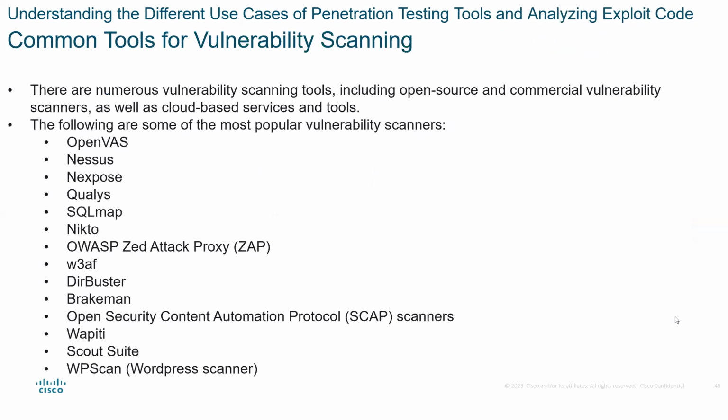Then anytime you want to do scanning with respect to vulnerability assessment, there are quite a lot of tools used to do that. So you have OpenVAS, Nessus, Nexpose, Qualys, SQLmap. I love SQLmap a lot. I also love ZAP a lot. I love W3AF or WAF a lot. WAF would just tell you if a particular web application has a firewall installed.